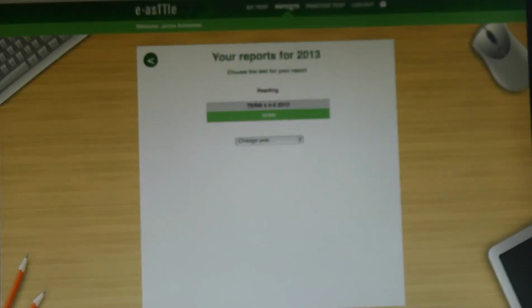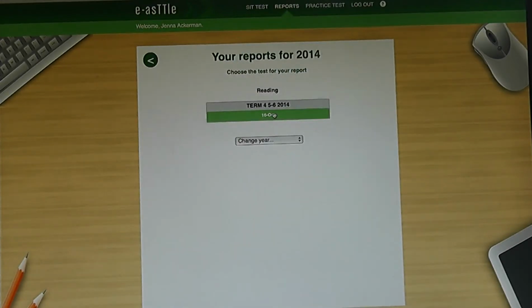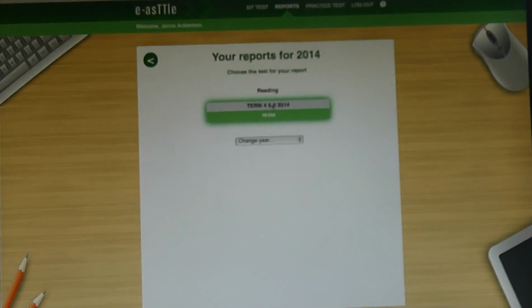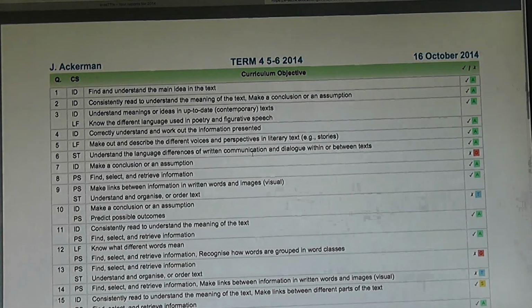Now if I go back to the reports page again, and I look at the individual question analysis, I'm going to look at a different test here. I've listed the test that she did at the end of 2000, and in fact I'm going to change the year and go to 2014. No, that's the one. Okay, so we'll look at that one there. This is actually quite good because it drills down a bit deeper for your testing, because this time it's going to show the actual questions that were asked and your answers to them, and that's actually quite useful.